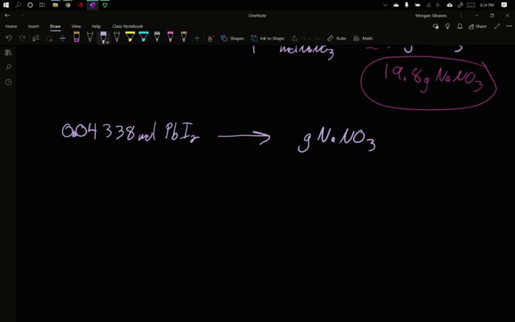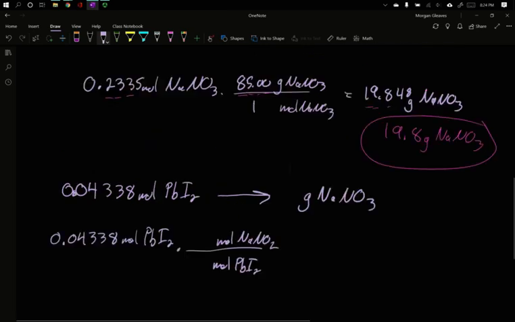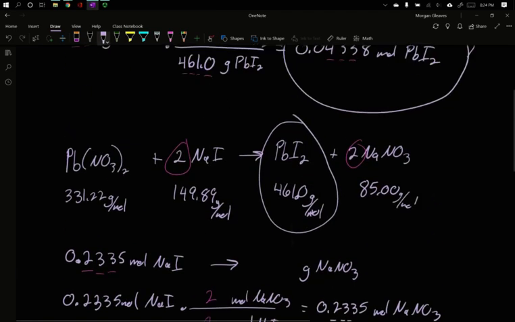All right, if you're back, well, I'm in moles of one chemical. I need to be in moles of another chemical. So 0.04338 mole of my lead iodide. I need out of moles of lead iodide and into moles of NaNO3. For that, again, it's the balanced reaction. So we go back up.